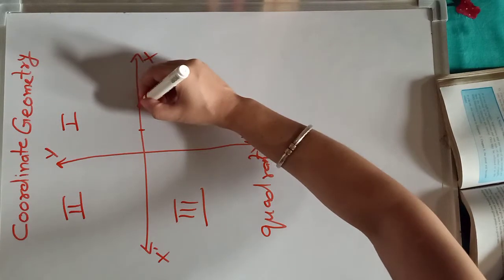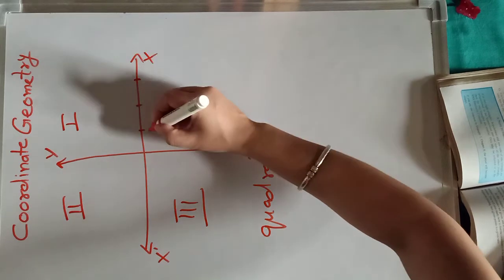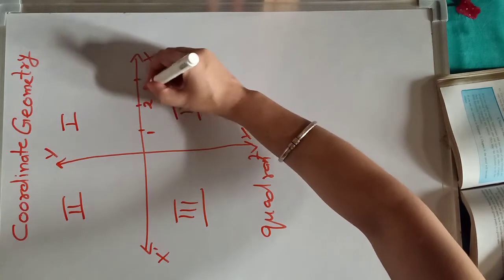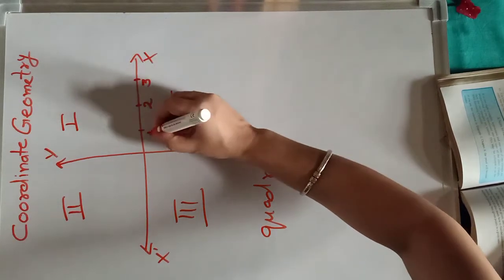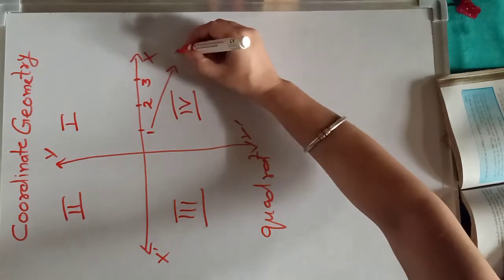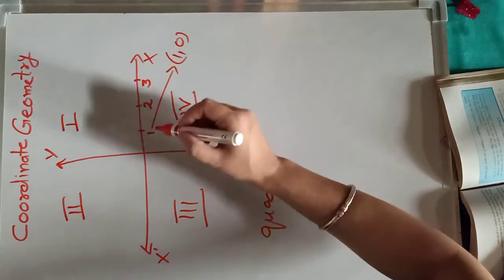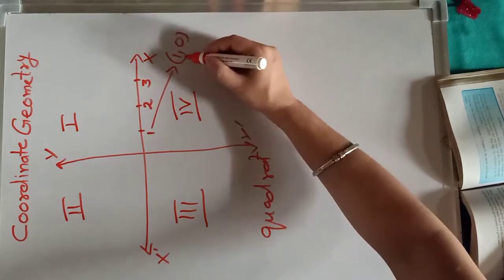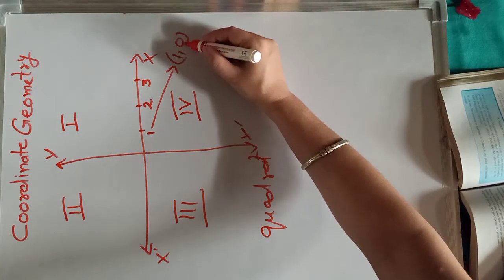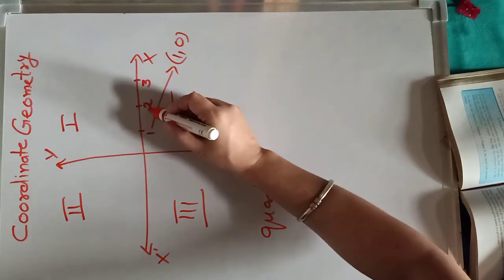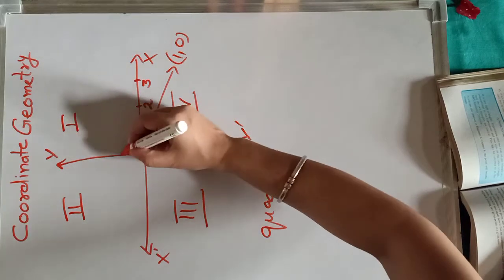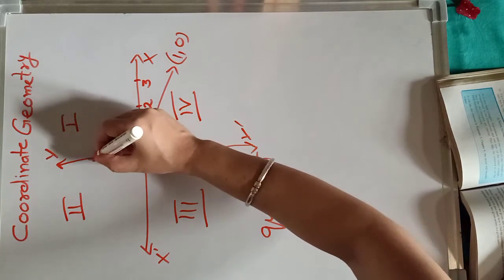This is the x-axis, which means we can mark the points here: 1, 2, 3 and so on. Basically this one is (1, 0). (1, 0) means here the x coordinate is 1 and on this axis the y coordinate is 0. Similarly (2, 0). Now come to your y-axis.